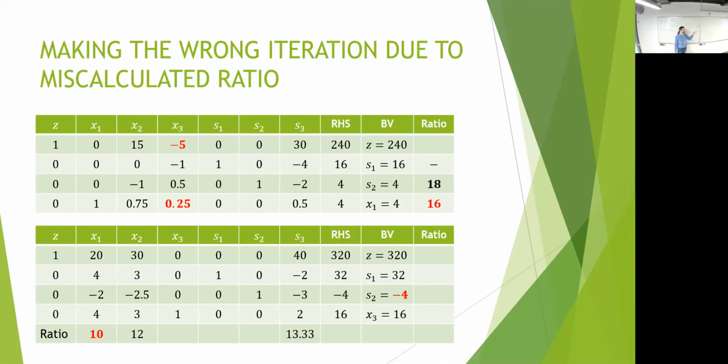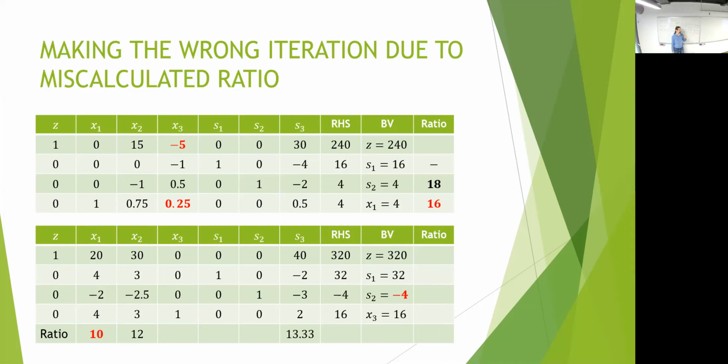As you can see, for S2, there are 3 different negative values. X1 is -2, X2 is -2.5, and S3 is -3. If I take the ratios, 20 over -2, 30 over -2.5, and 40 over -3, again, the absolute values of ratios, of course, I will get 10, 12, and 13.33. So, from here, I know that I'm going to pick X1. X1 is going to enter the solution, and S2 is going to leave.